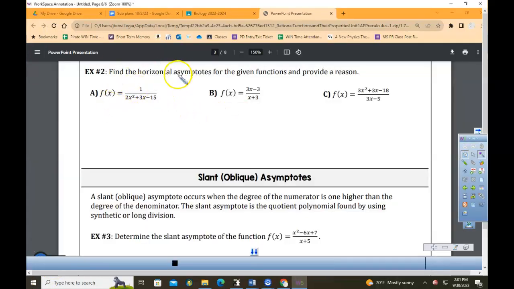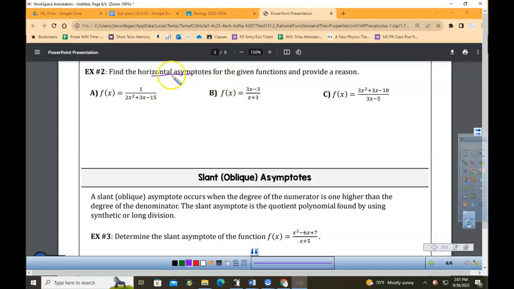So, find the horizontal asymptote for each of the given functions. So remember, vertical asymptotes, we set the bottom equal to 0 and find out when it is 0, and that will give us the vertical asymptotes. Horizontal, we have to use these 3 cases.